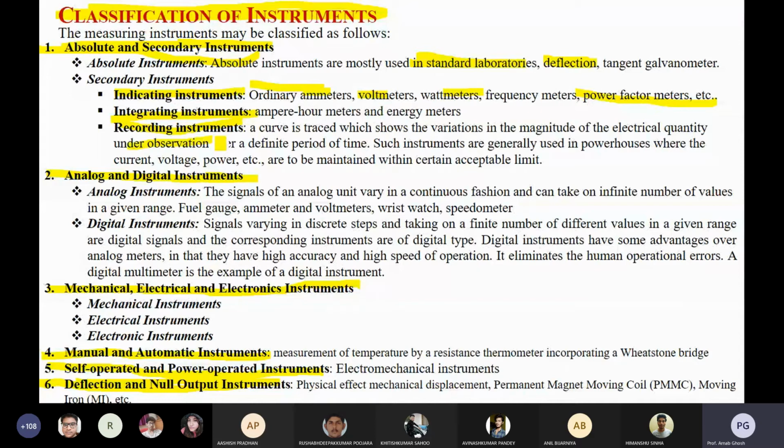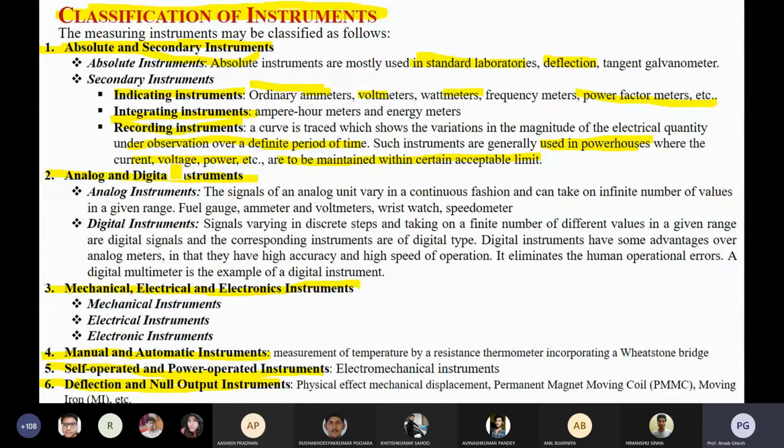Next is analog and digital instruments. Analog instruments are the ones where you can see the pointer, and the deflection of the pointer is visible from your end. If current is passing through the ammeter, the pointer deflection will be there. If it is a voltmeter, you can also see the pointer deflecting, and you can directly measure how much potential difference there is. So it is an analog instrument.